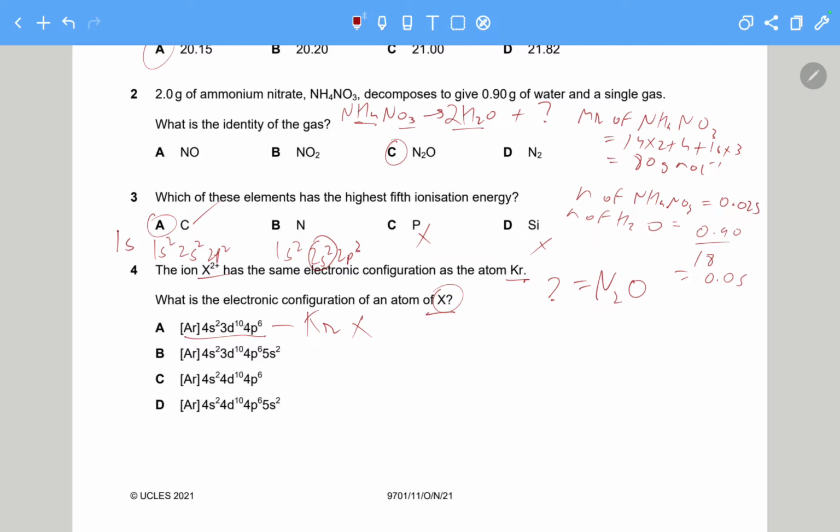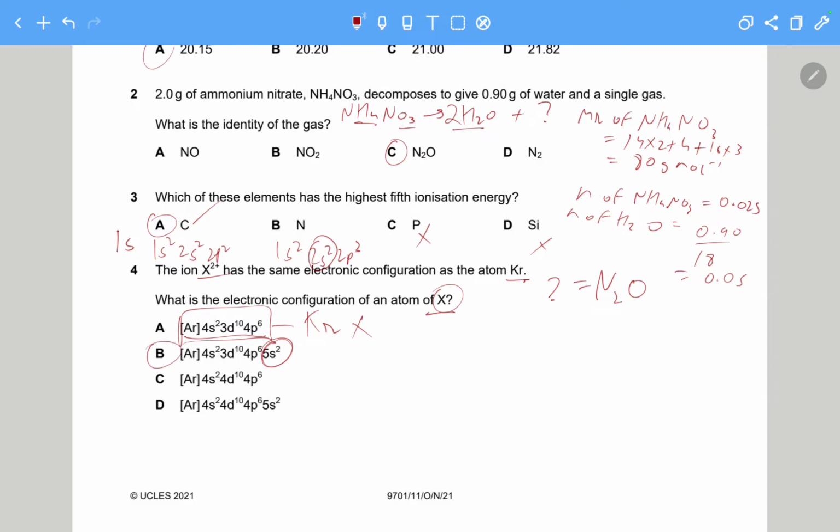Option B is the same thing as A, but we add 2 electrons. Now this is possible because if you remove the last 2 electrons, you'll get this electronic configuration, which is that of krypton and X2+. So B is a suitable answer.